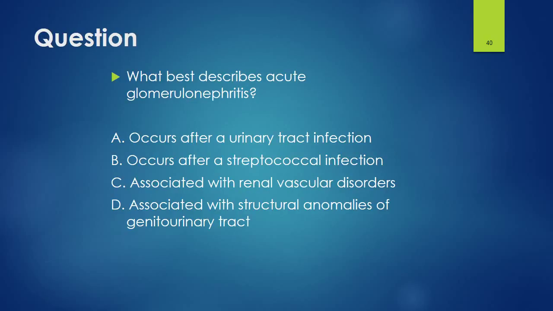And here's a question. What best describes acute glomerulonephritis? A. Occurs after a urinary tract infection. B. Occurs after a streptococcal infection. C. Associated with renal vascular disorders. And D. Associated with structural anomalies of the genitourinary tract. The answer is B, as in boy.